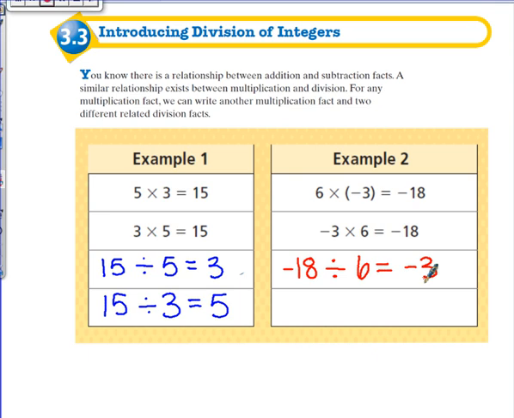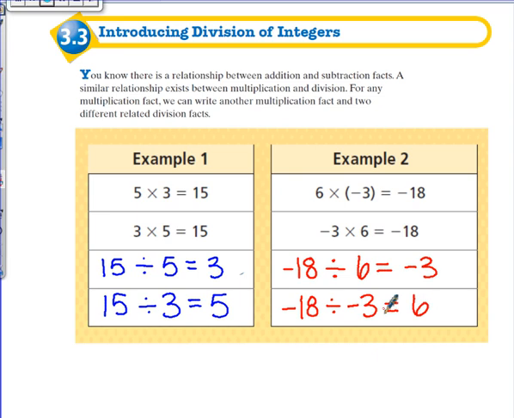For the last one, again, I have to start with my answer from my multiplication. So I have negative 18 divided by, this time I have to switch it around, so I'm going to do negative 3 is equal to positive 6. Now if you notice here, I have a negative 18 divided by a negative 3, and that's going to give me a positive answer.